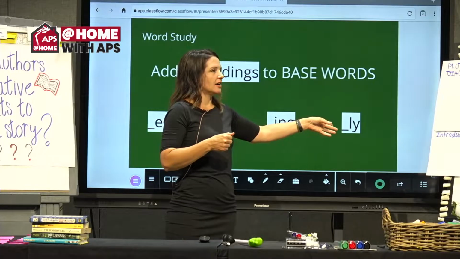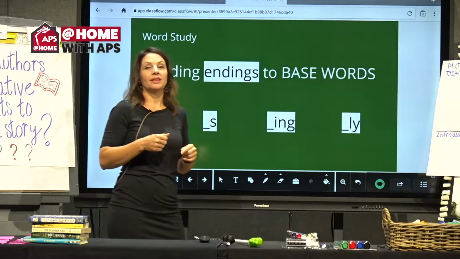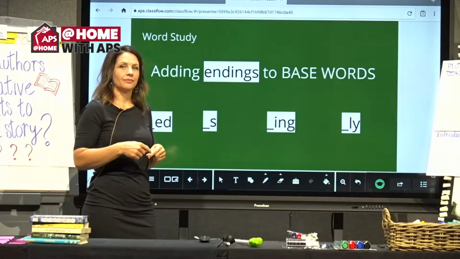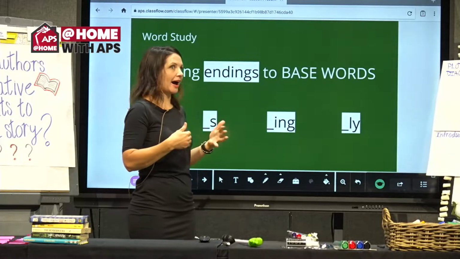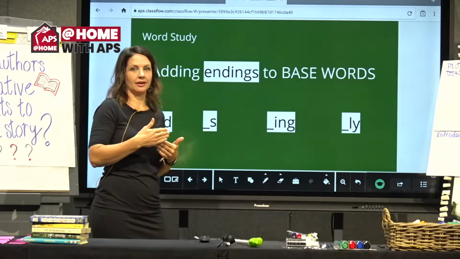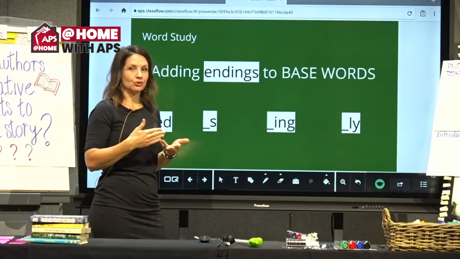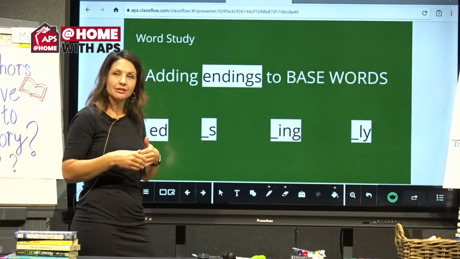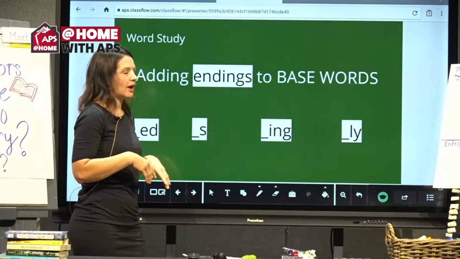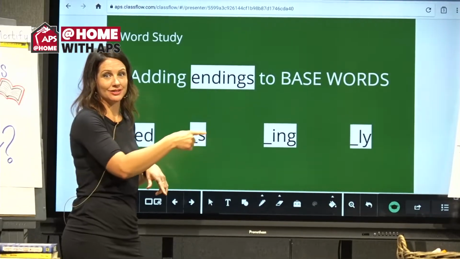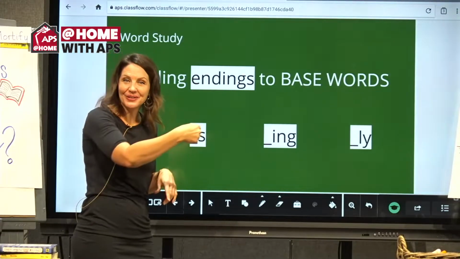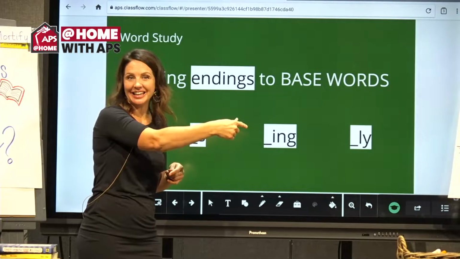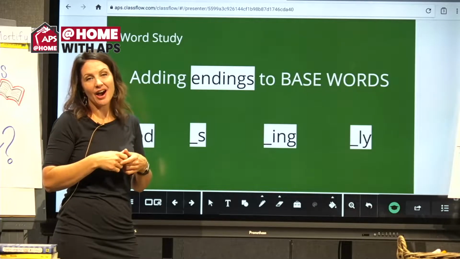Over here, let's think about words that end with ly. Ly usually tells us how to do something. Your teacher might have told you, please speak quietly. That's telling you how to speak. How about how to walk down the halls at the school? Slowly, calmly. It tells you how to do that verb.